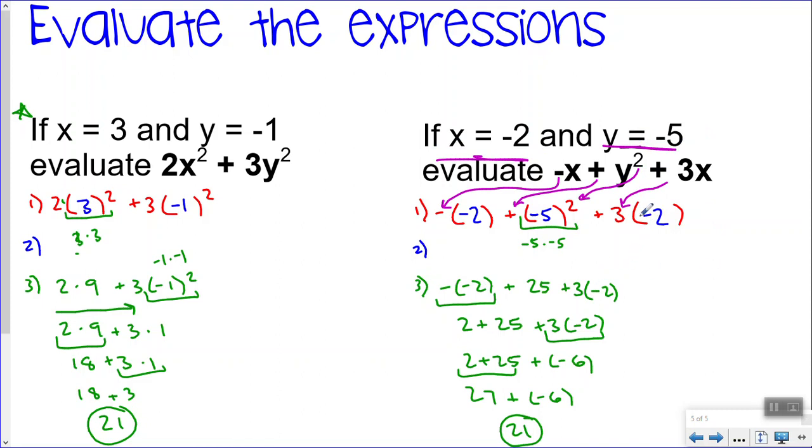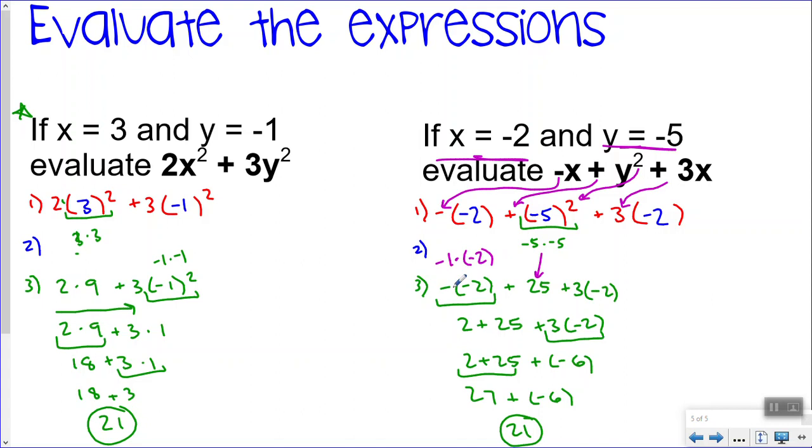Now we follow the order of operations. There's no math inside the parentheses, so we move on to exponents. -5 squared means that we have 2 factors of -5. So we have -5 times -5, which gives me 25. Then I'm into my multiplication division stage. This part here is actually hidden multiplication. This is the same thing as -1 times -2.